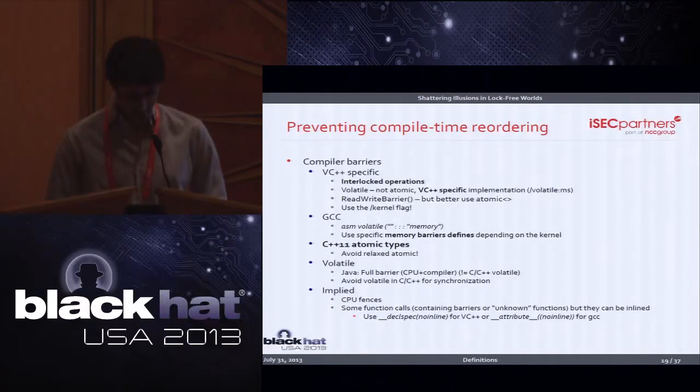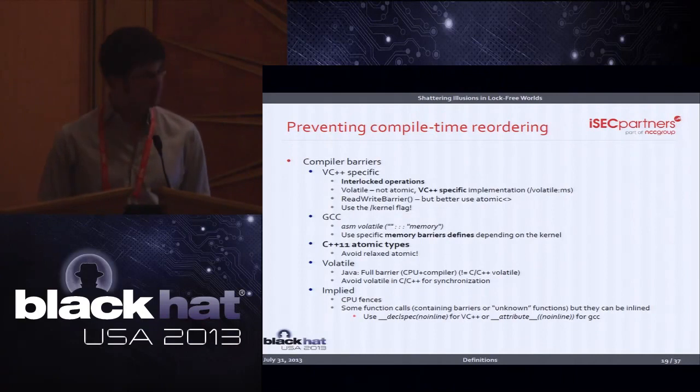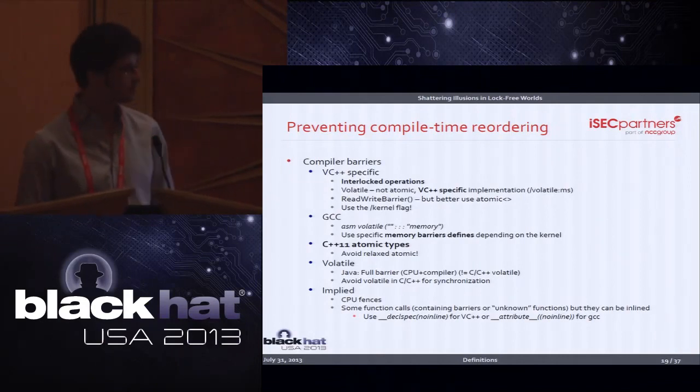Developers oftentimes use the volatile keyword as a compiler barrier, but this is not atomic, and it's kind of implementation dependent as well. So it's not really recommended to use it for synchronization purposes. This volatile keyword is completely different from the one used in Java or .NET, as the one used in Java acts as the C++11 atomic type, which is a full memory barrier.